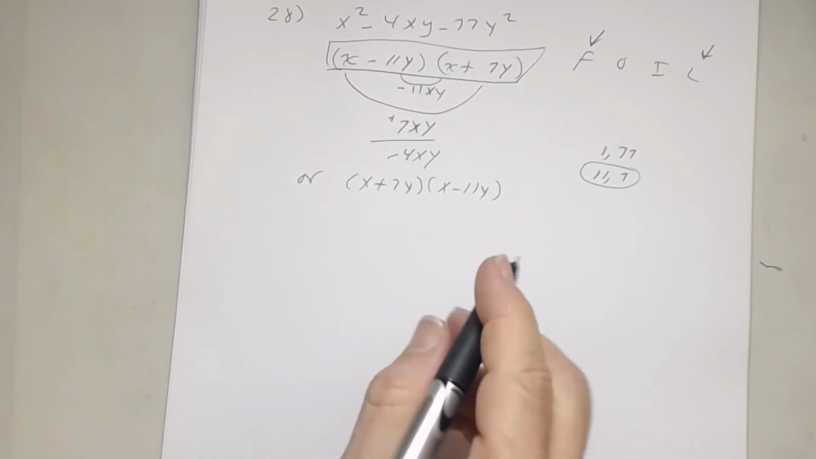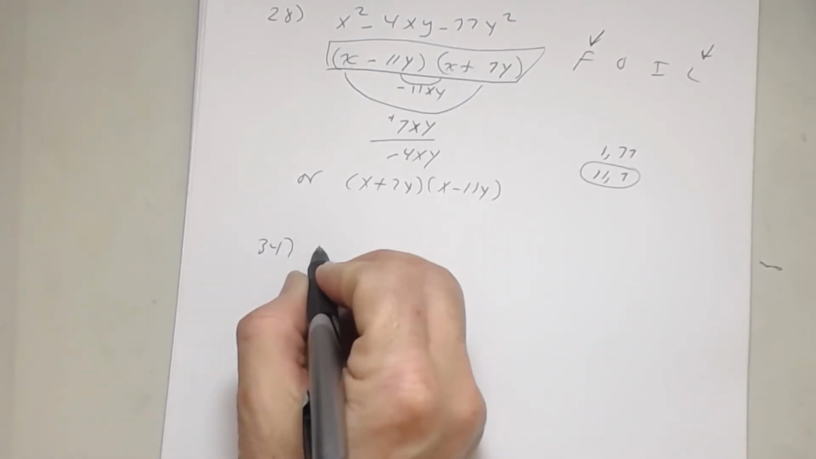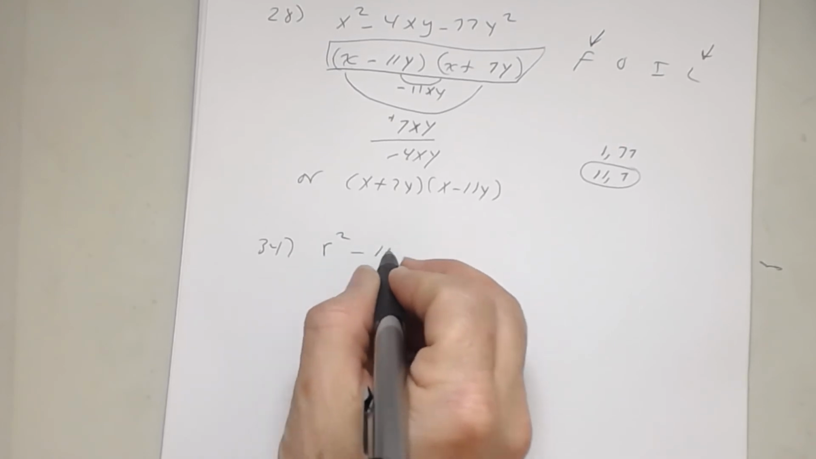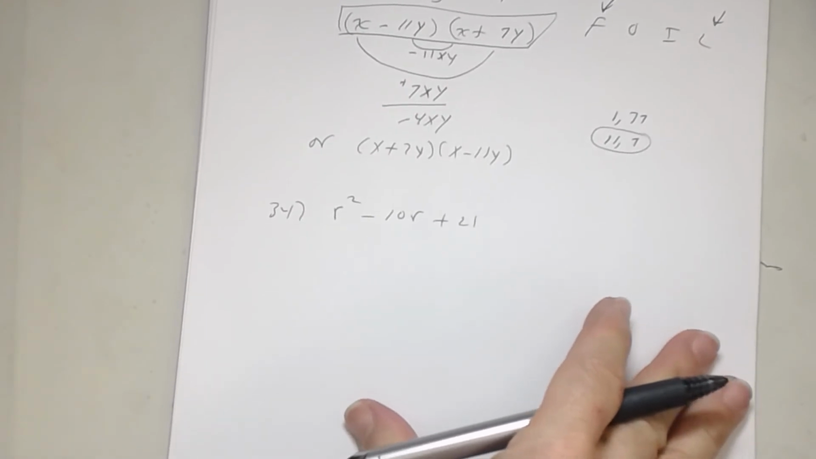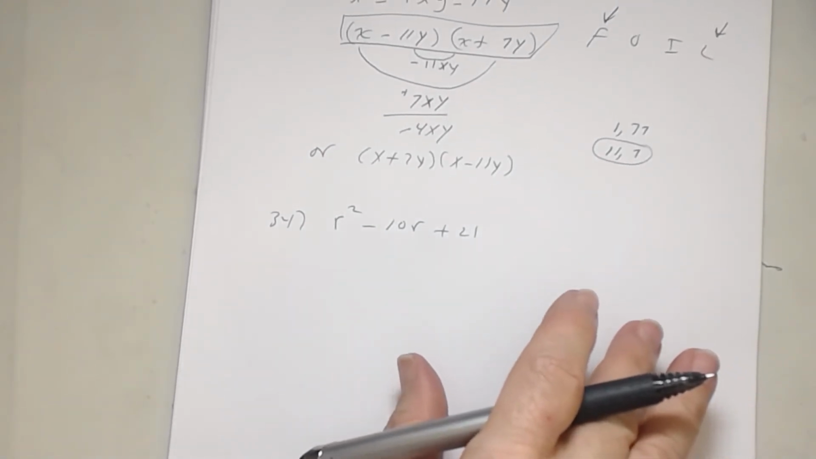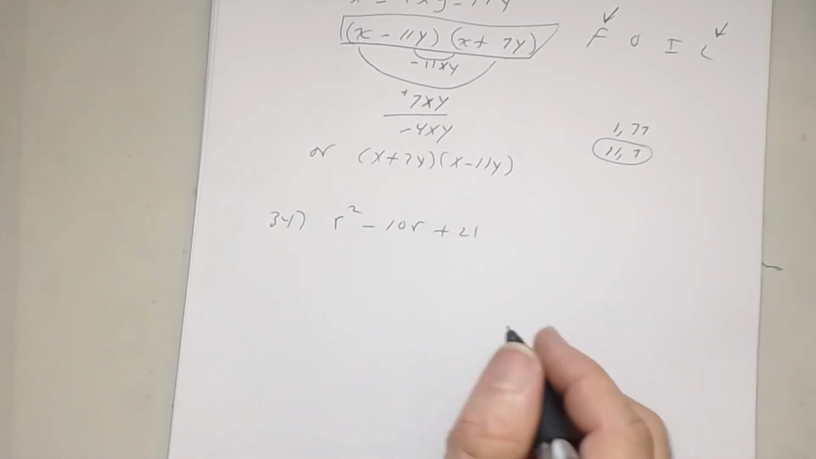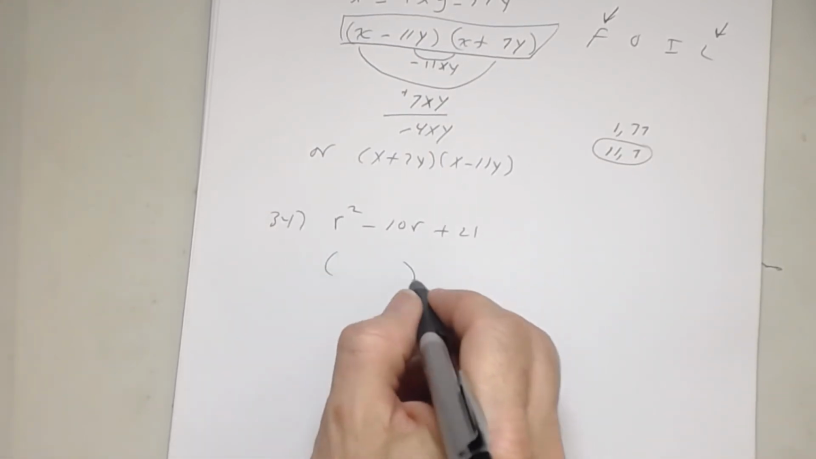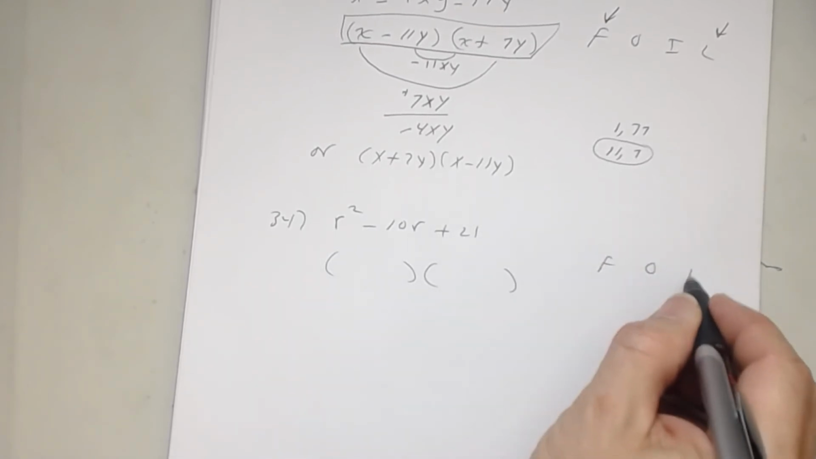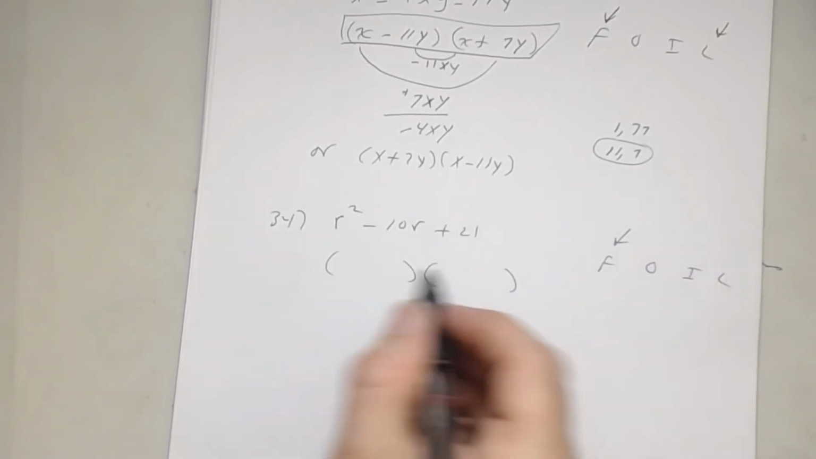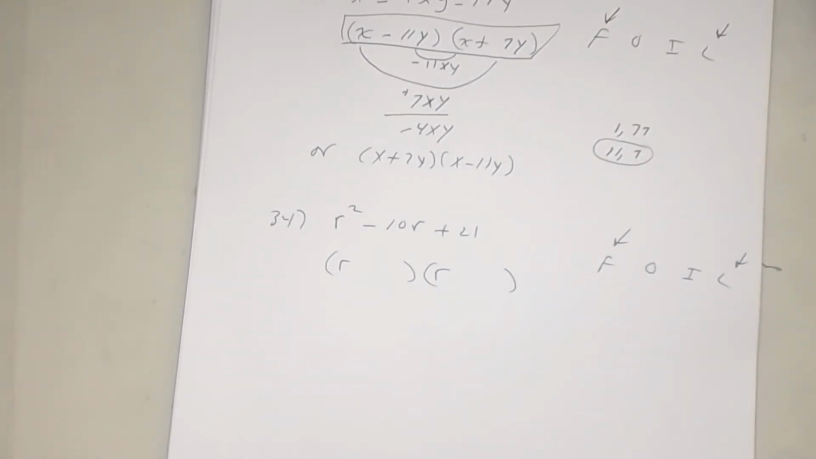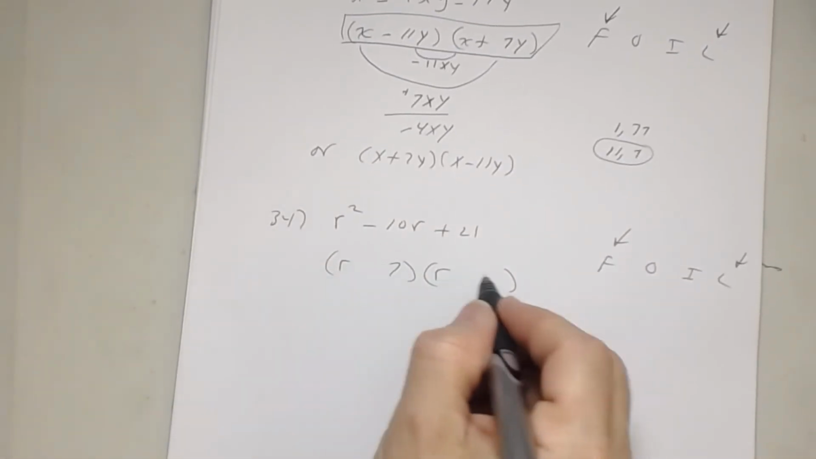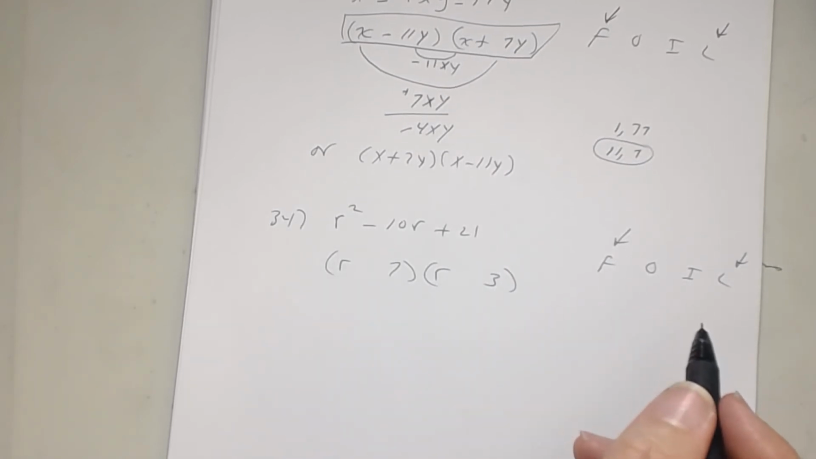Okay, 34. You have r squared minus 10r plus 21. Seven and 3. All right, GCF is 1. FOIL. So there's only one possibility for F, and that's r and r, right? And for L, there are two possibilities, 7 and 3, or 21 and 1. What do you want to try? 7 and 3. So let's put the 7 first and the 3 next, you could put the 3 and the 7, it does not matter.